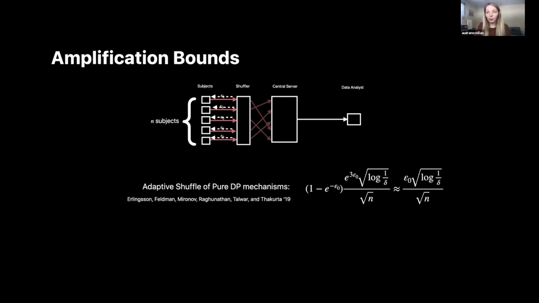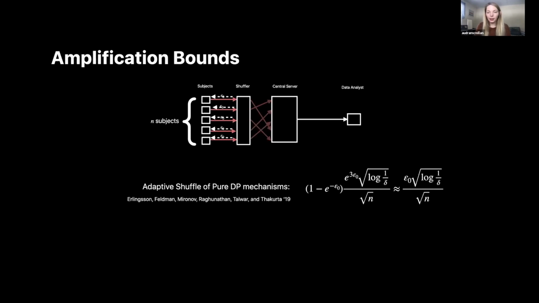And this is actually really important in both the low epsilon-naught regime and the high epsilon-naught regime. The bound I'm giving here, the second kind of approximate bound, is only for small epsilon-naught. So we get this epsilon-naught divided by square root n. But this model is actually also really important in the high epsilon-naught regime.